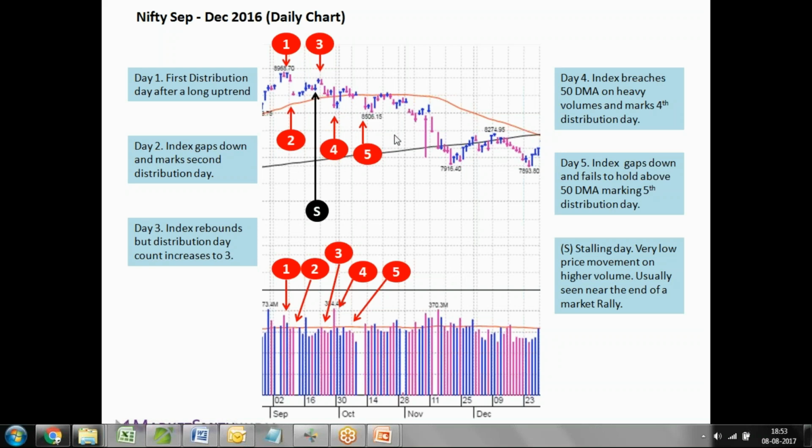A stalling day is basically where we see very low price movement in the index, but we see very big volume as well. So you can see this day marked S has pretty high volumes. Compared to the previous day, it's quite high. So you can see the closing prices as well. While the closing price was positive compared to the previous day, it was only very marginally positive. So the index is not moving much, but there is a lot of volume.